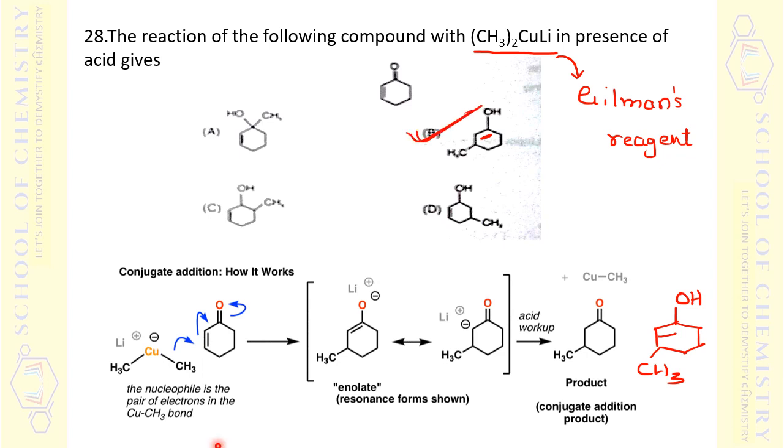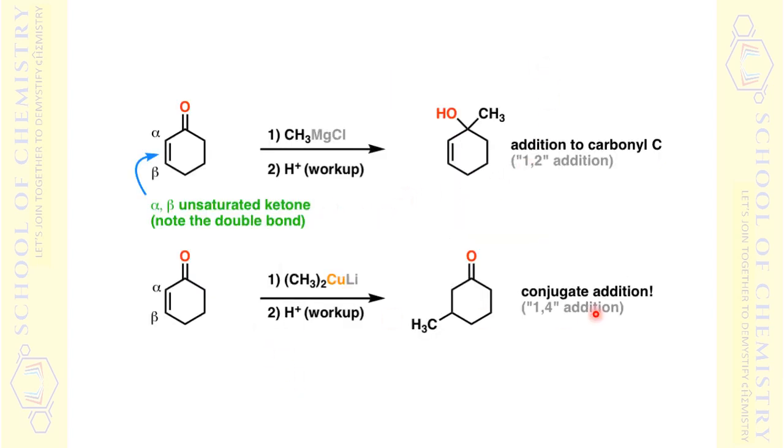Another thing you should know: if it was not Gilman's reagent but simply Grignard's reagent, in that case it could have been 1,2 addition. You are expected to know this. Here you can find that Gilman's reagent gives you the 1,4 addition product, whereas if it was Grignard's reagent like CH3MgCl under similar conditions, instead of Gilman's reagent, the product will be the 1,2 addition product. Here they have shown it in the alcoholic form itself, right? So that fact you should know. 1,2 addition for Grignard reagent, and for Gilman's reagent, it's conjugate addition or 1,4 addition.